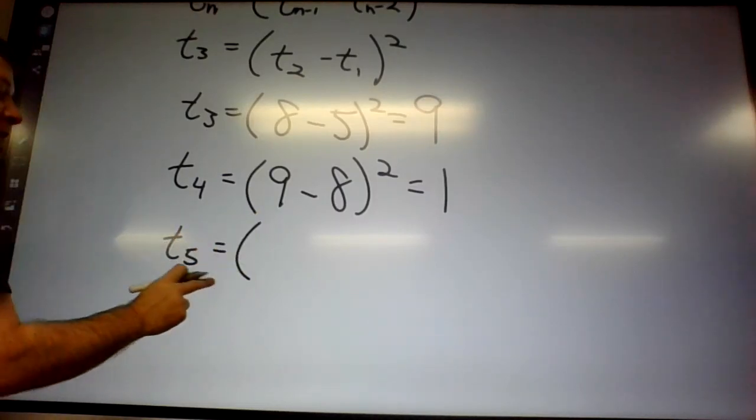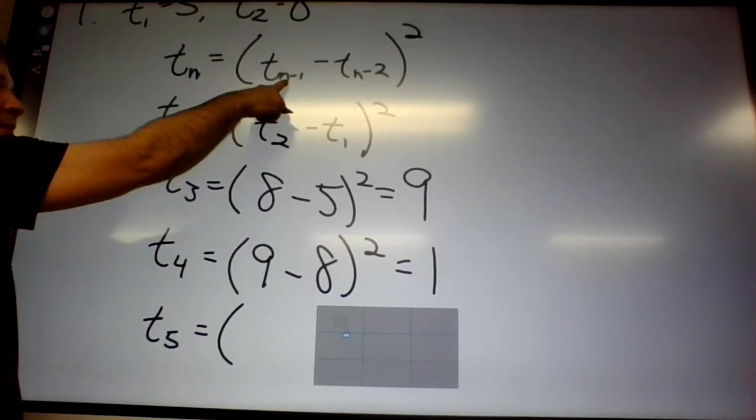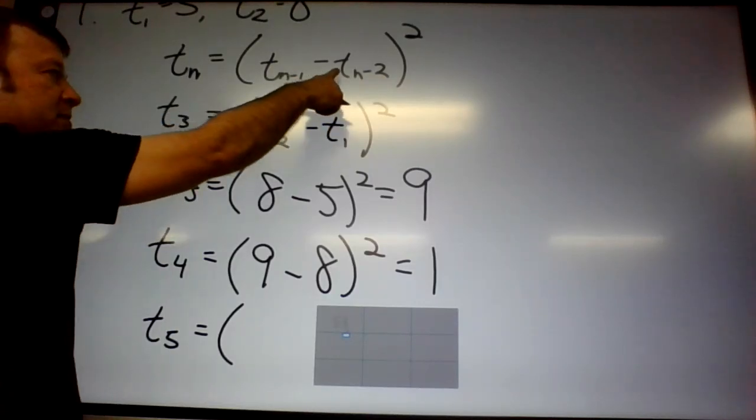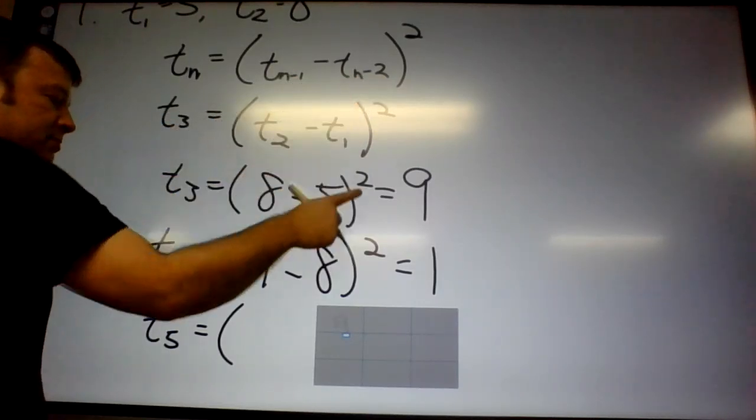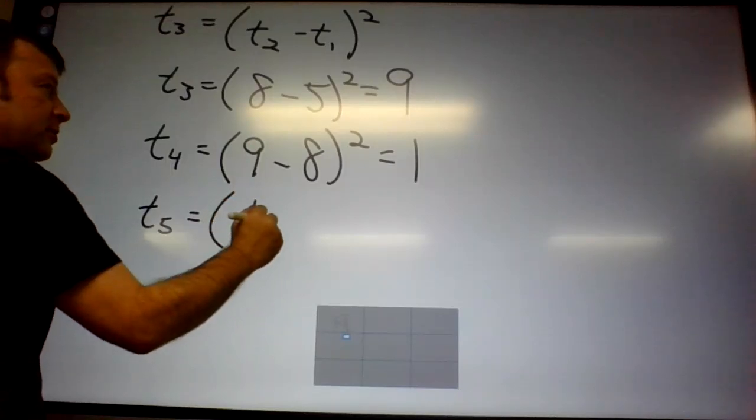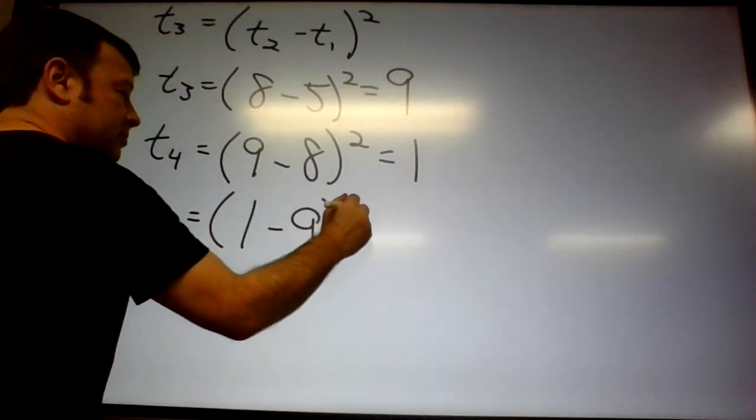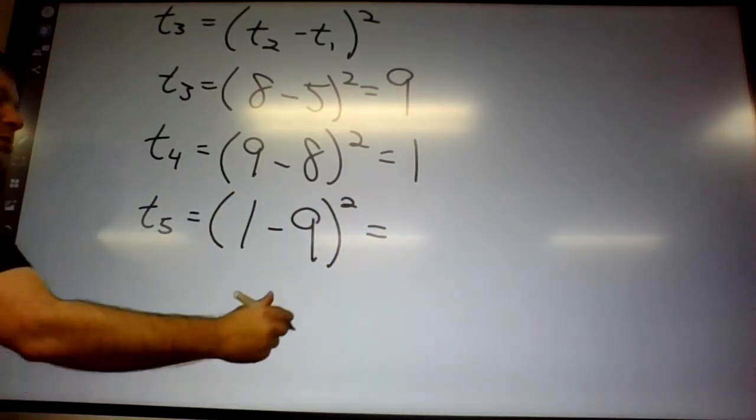If we're doing the fifth term, then we're going to do 5 minus 1, the fourth term, minus the third term. Fourth term minus third term, squared.